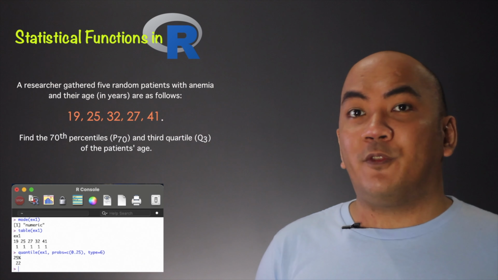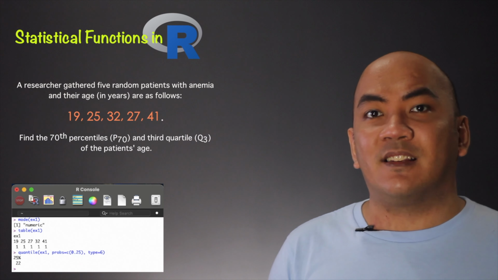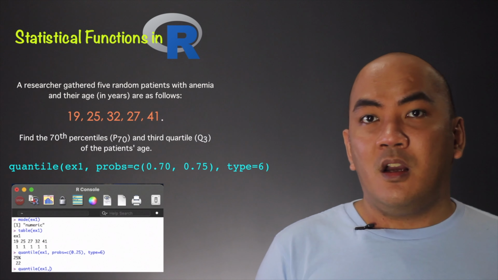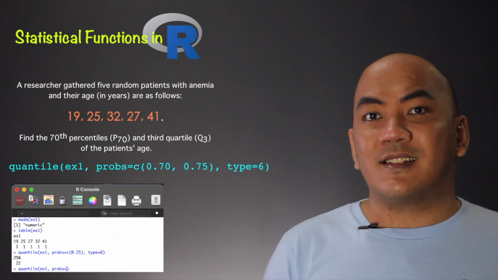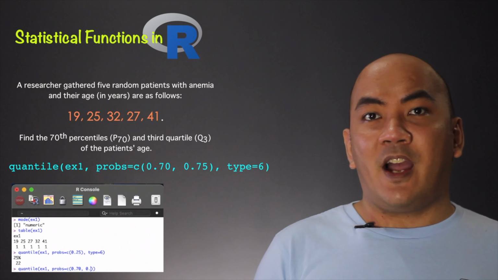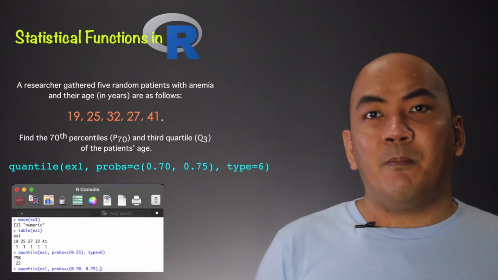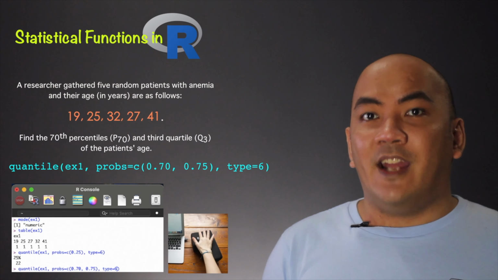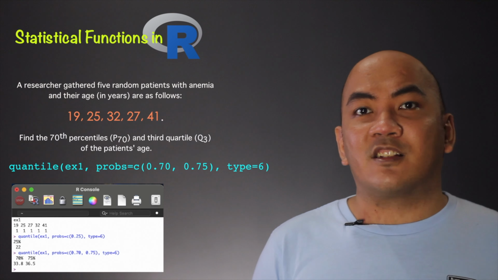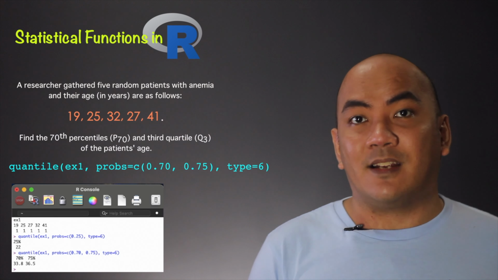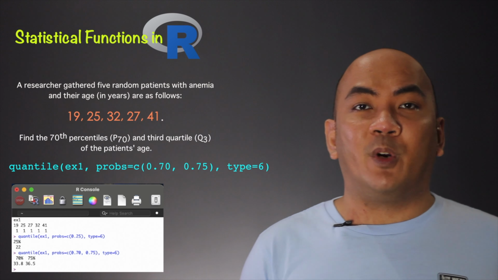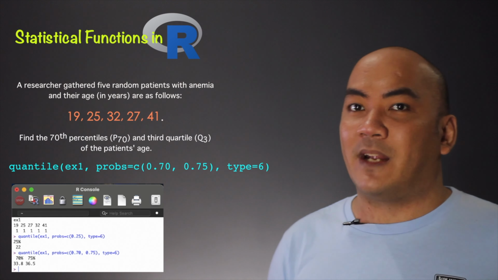If let's say we want to compute for the 70th and the 75th percentile, simply we make use of the quantile, parenthesis, EX1, comma, probs equals C, then in parenthesis 0.70, comma, 0.75, close parenthesis, comma, type equals 6. And that will give you the 70th and the 75th percentile in object EX1 using the formula type equals 6. So in this case, the 70th and the 75th percentile are 33.8 and 36.5 years respectively.